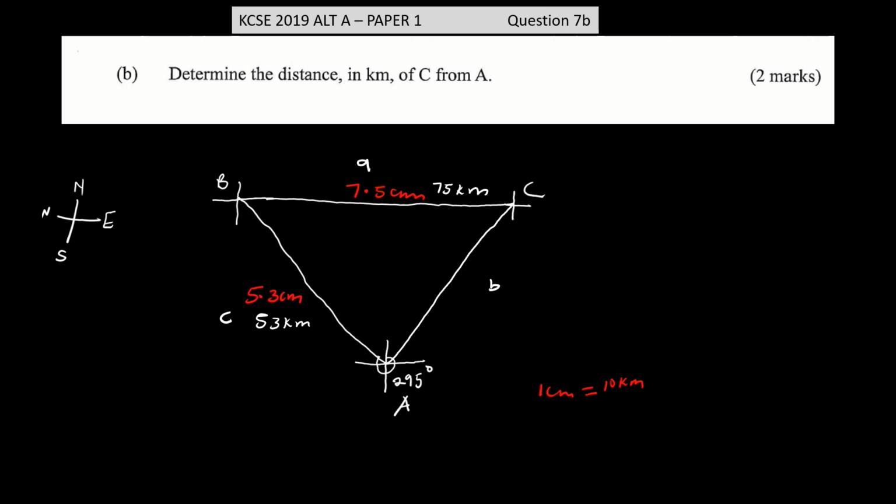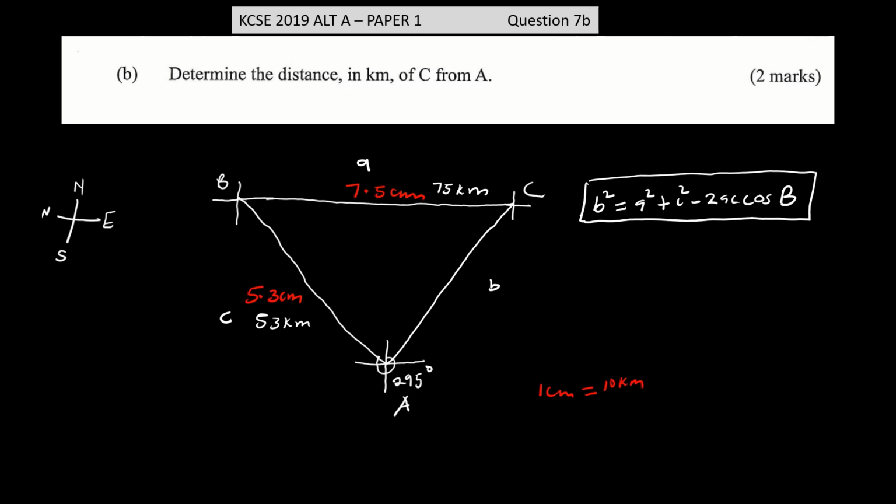Let's go back to cosine rule in mathematics. Cosine rule states that if you have a situation like this, we can say that B square equal to A square plus C square minus 2AC cos B. This is cosine rule, and this is what we're going to use to solve this question. Now let's look at what we have. We are looking for B. We already have A, which is 75 km, and we have C, which is 53 km. We also need cos B, so we are looking for angle B. So how do we get this angle?